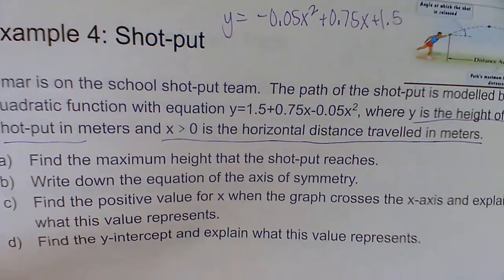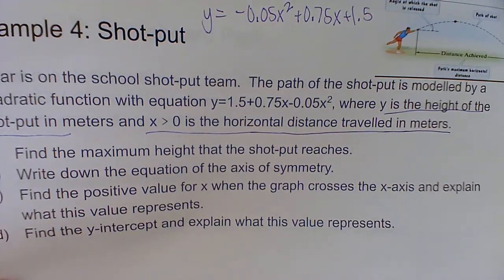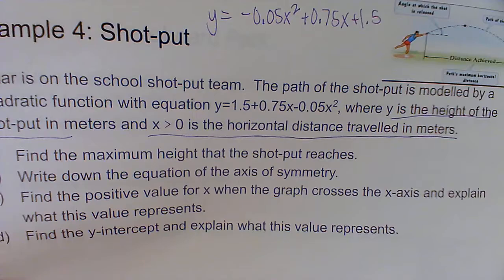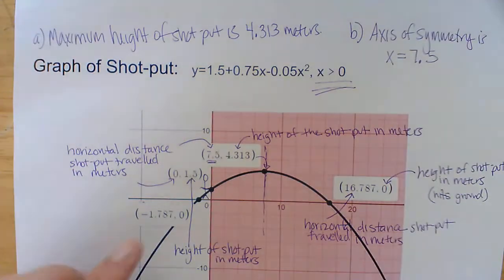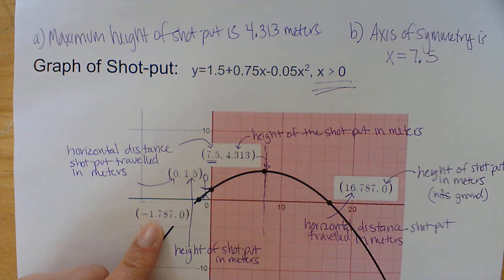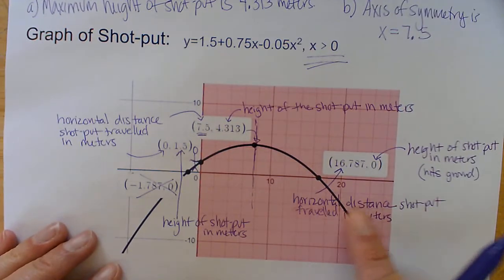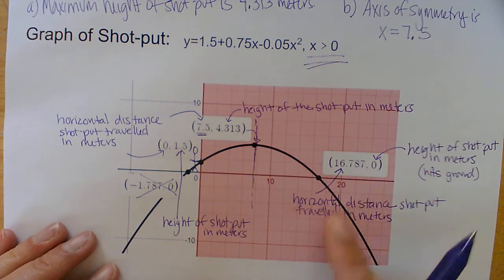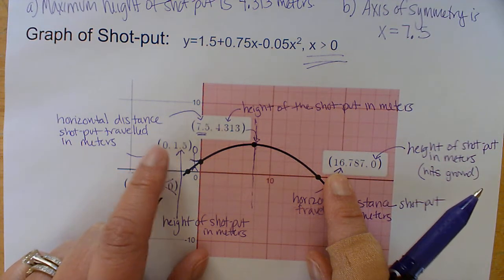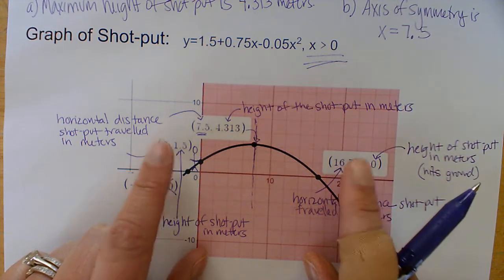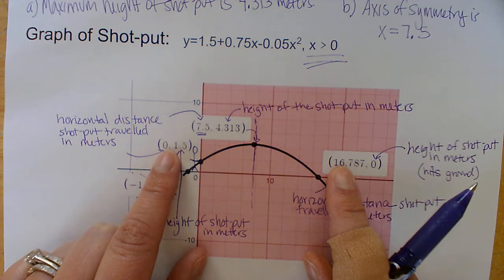Part C, find the positive value for x when the graph crosses the x-axis and explain what this value represents. Let's go find it. Well, here's the negative value. We don't want that one. That one's out. Okay. Here's the positive value. Ooh, cool. Look, it's the horizontal distance the shot put traveled, 16.787. Remember, it started from 0. If it didn't start from 0, we would have had to subtract these, but it started from 0.